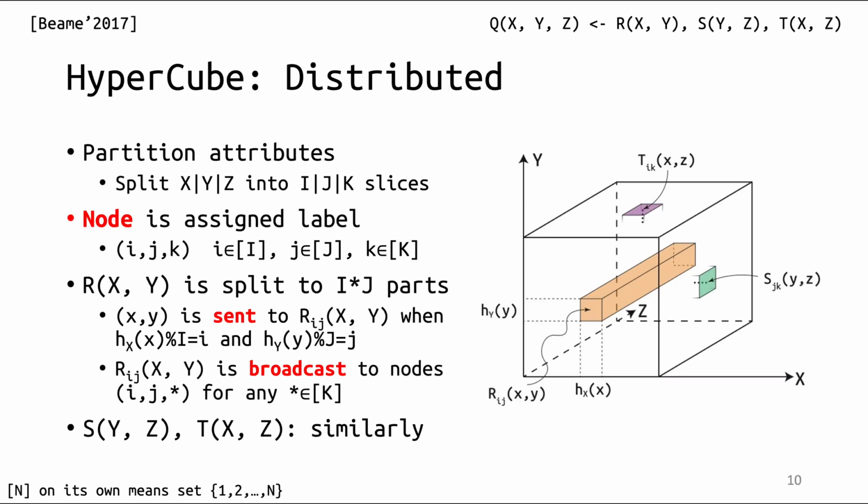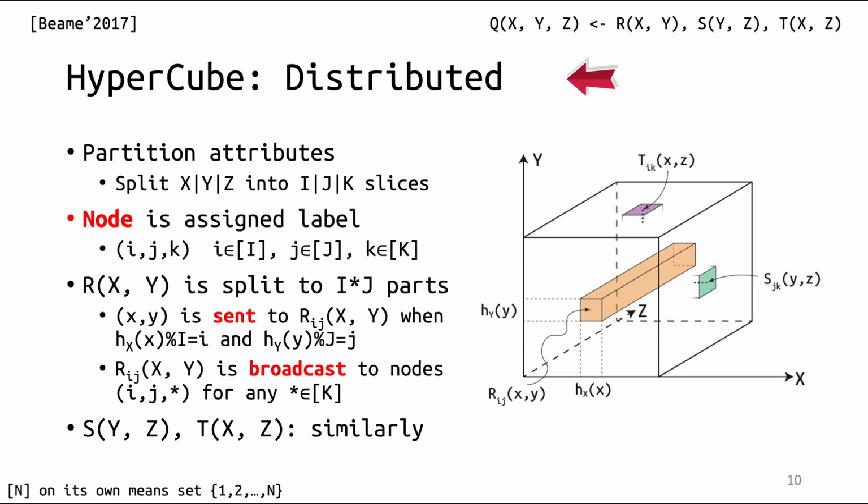Now we will quickly talk about the hypercube. Our design is inspired by the hypercube algorithm from the theory community. It partitions each variable and assigns tasks to a multi-dimensional grid of processors or nodes. Each node is assigned a 3D label in our example, and the relation R is split into multiple parts. Each of the parts is broadcast to the other nodes that share the same partial identifiers.